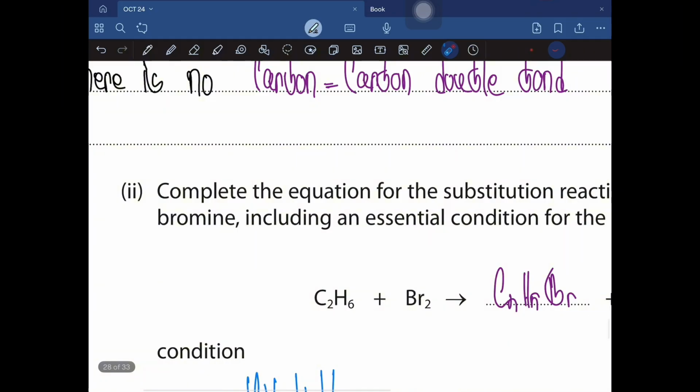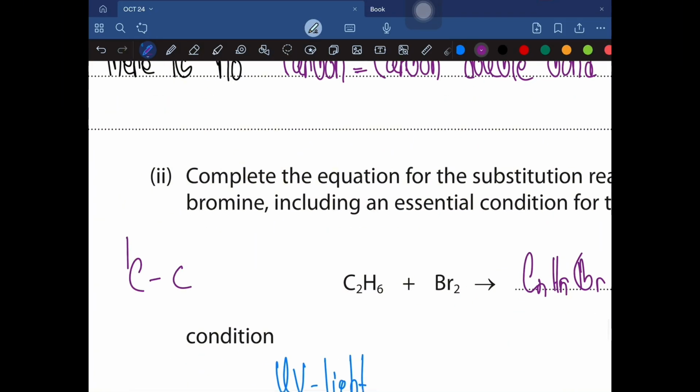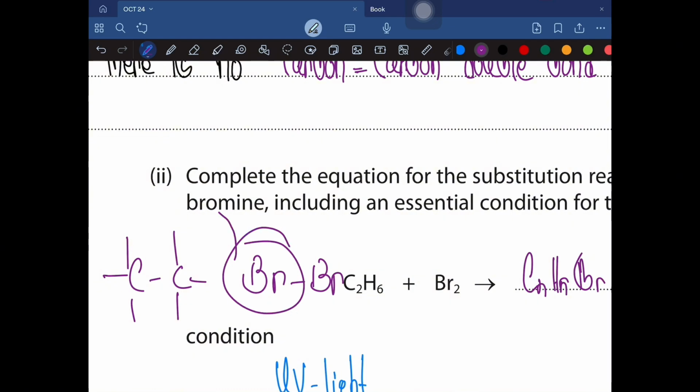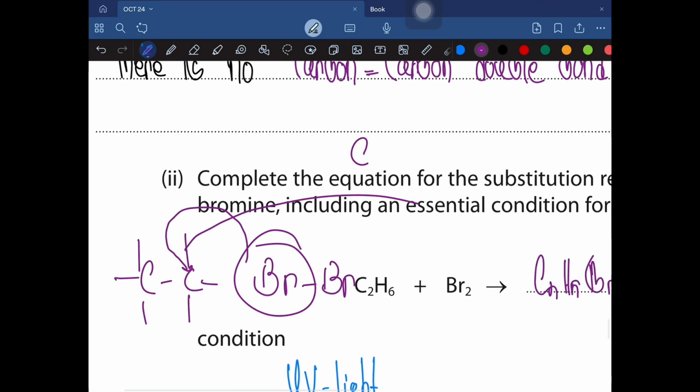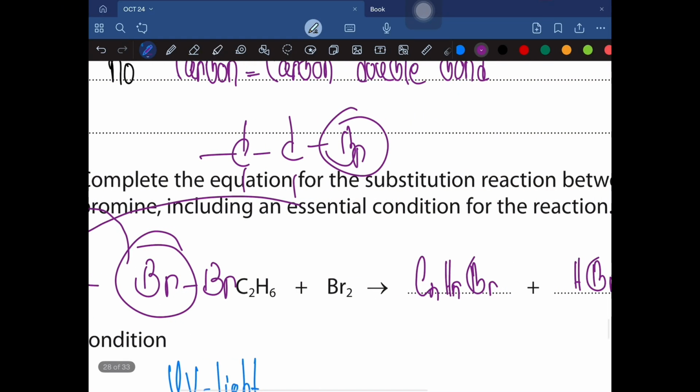So basically, if I draw this, it should look something like this. You're going to learn this in your A levels and in your AS exam. So what happens is that one of these bromines takes the position of this, and the hydrogen is replaced. So bromine attaches over here, and one of the hydrogens is replaced.